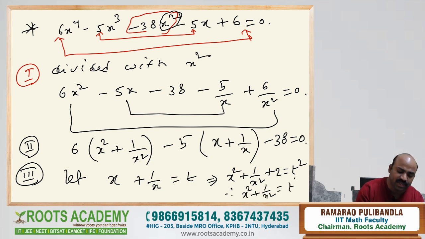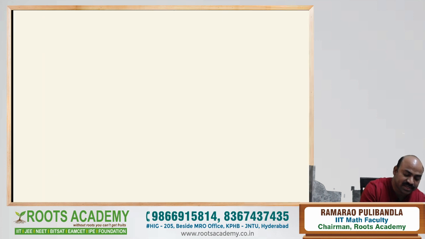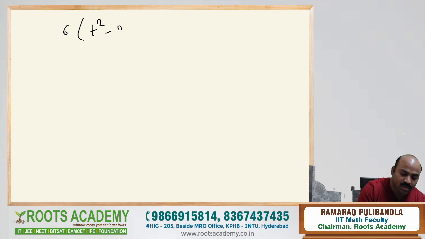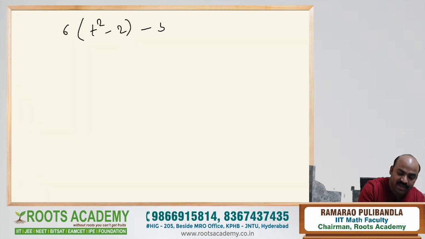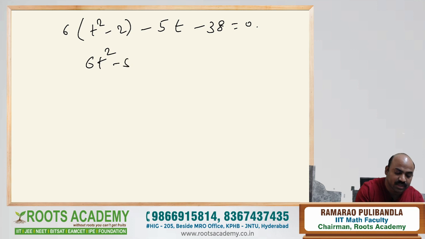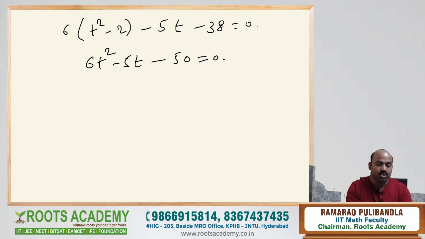Now replace everything there. Then what we'll get? 6 into t square minus 2, minus 5 into t, minus 38 equal to 0. So simplify this, 6t squared minus 5t. This is minus 12 and that is minus 38, it will be minus 50 equal to 0. So students, all of you got what I'm doing.